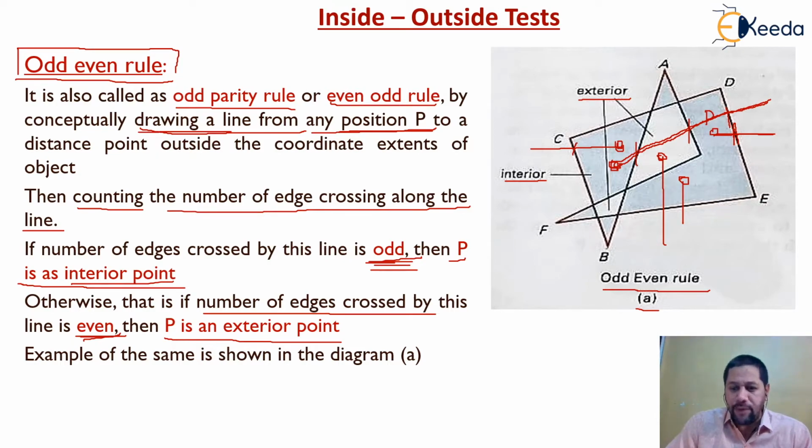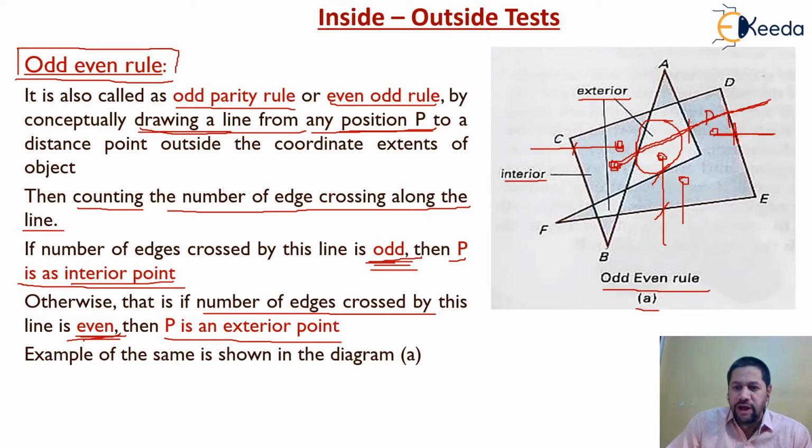Okay, what is going to happen? It is going to cross this first edge, and then the second edge. Now how many edges are crossed? It will be 2. 2 means it is even. If it is even, the P is an exterior point. So this indicates that this particular area is exterior.